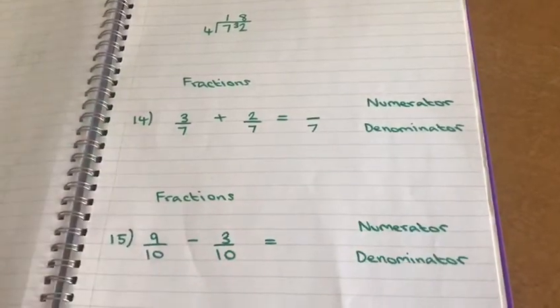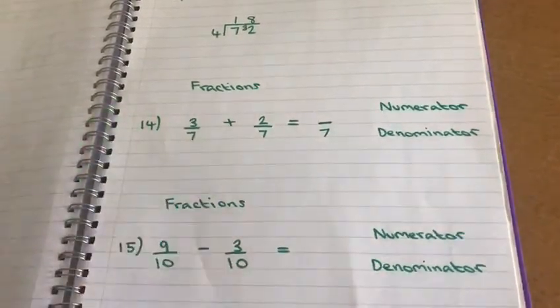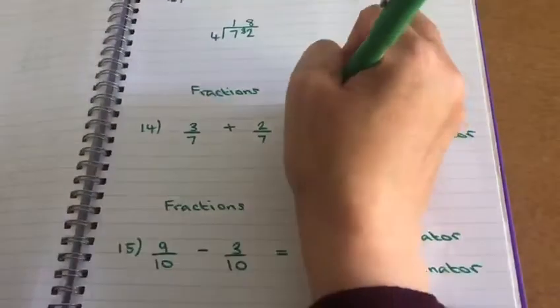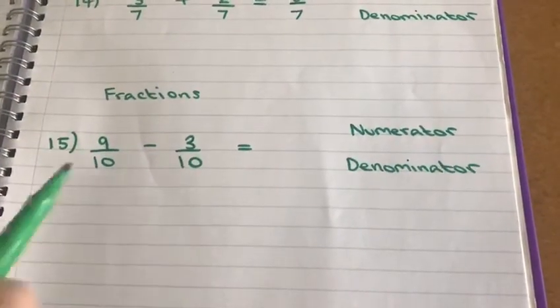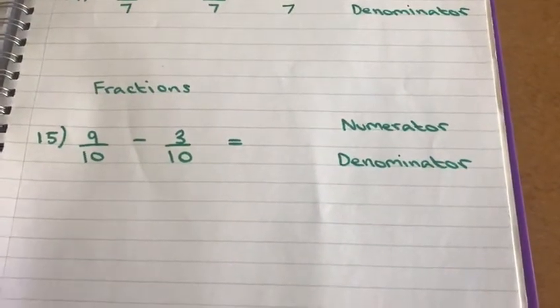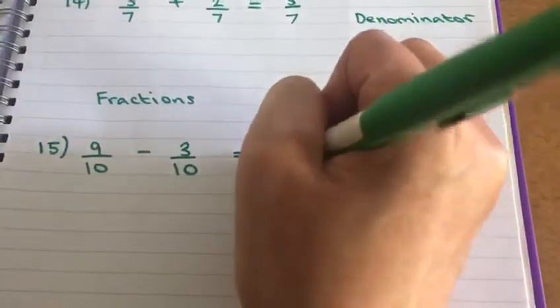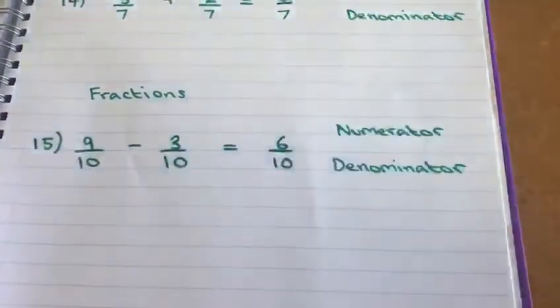We just have to add up the numerators. In this case, we need to add 3 plus 2, which gives us 5. And then the same thing with this question here, it's a subtraction. We've got 9/10 subtract 3/10. So denominator stays the same, 9 subtract 3 is 6. And there you go.